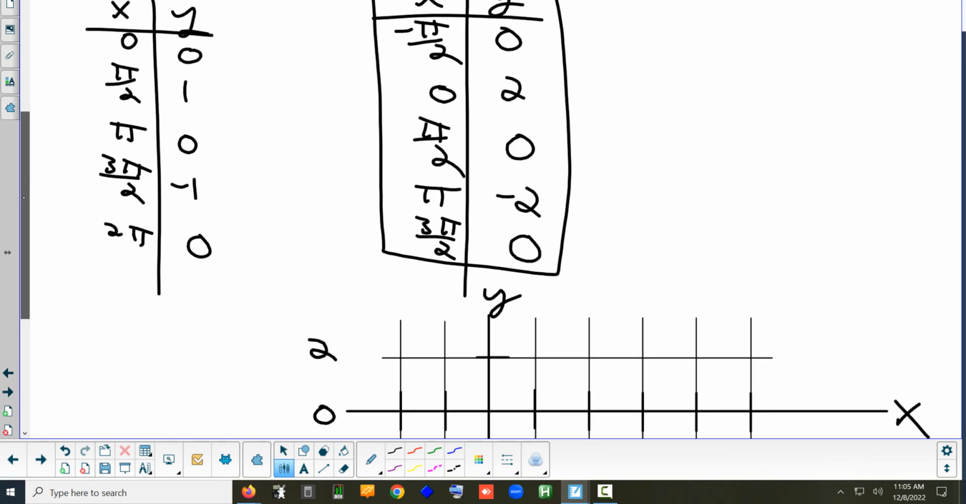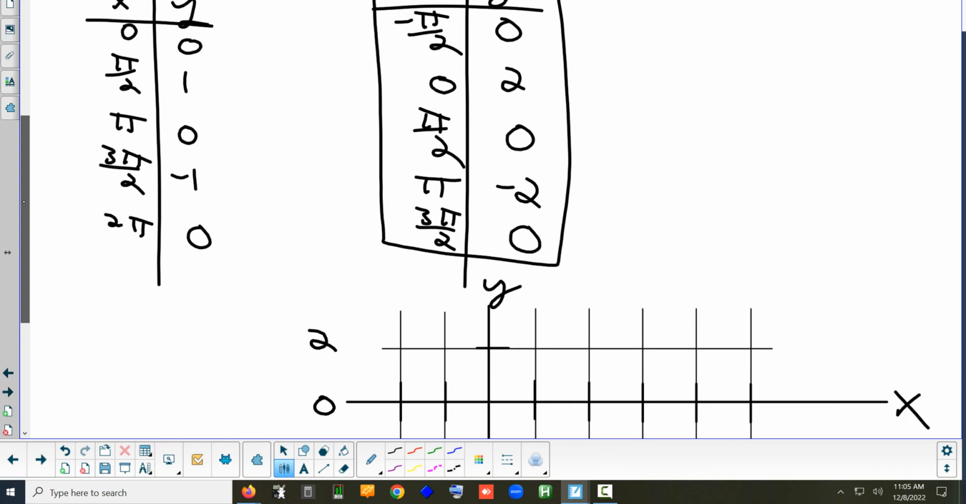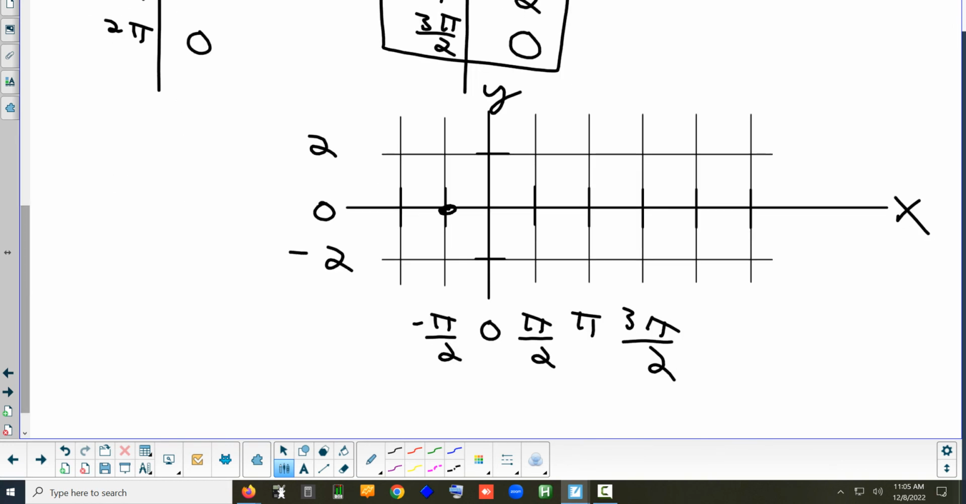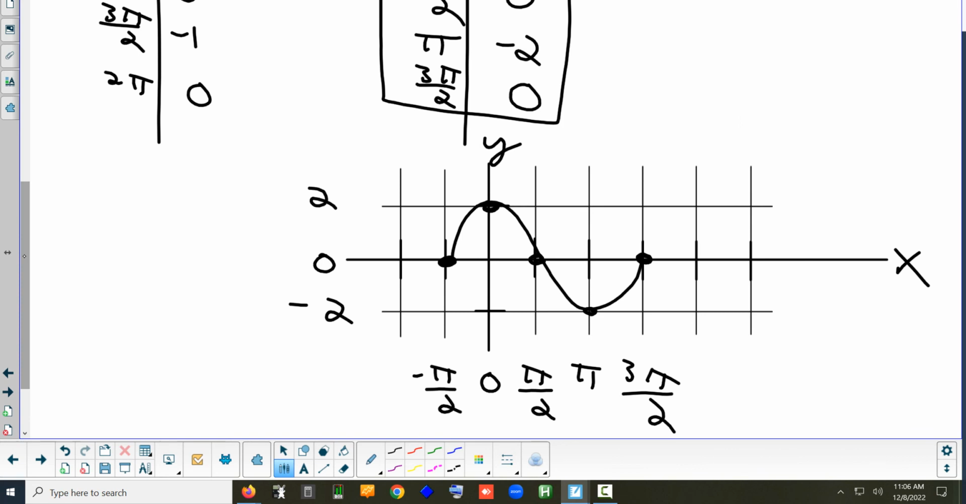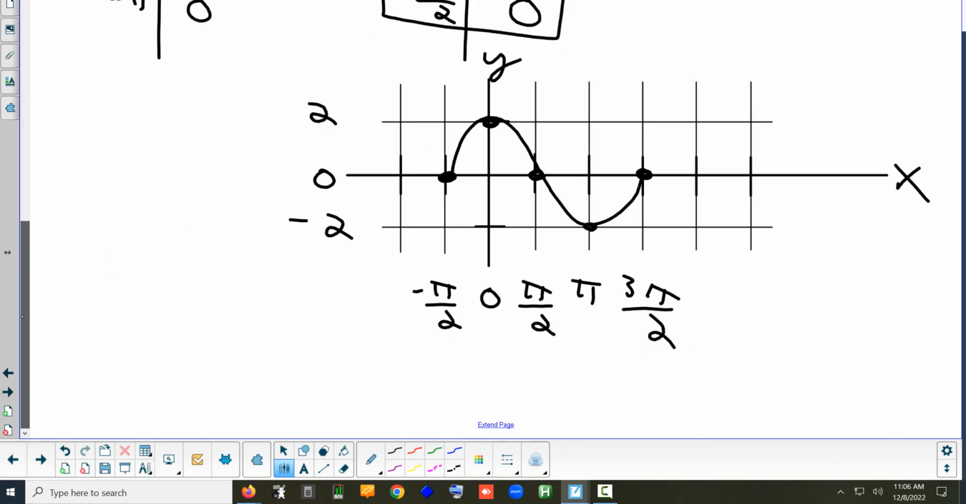And now we're just going to plot the points. 0, 2, 0, negative 2, 0. And there's your sketch. Any questions on that? We've been doing multi-transformations all year, so I'm not expecting people to have a ton of trouble with this, but it is a different kind of picture. It's not one we're used to graphing. So. Any questions?